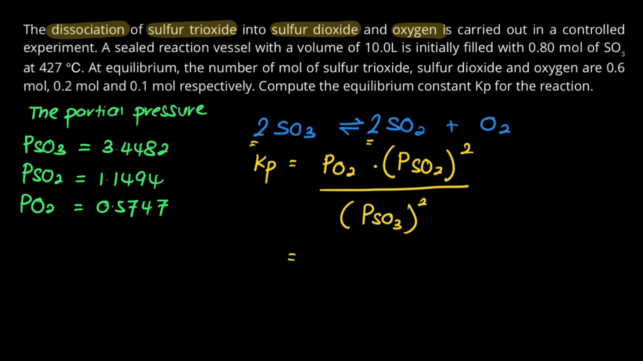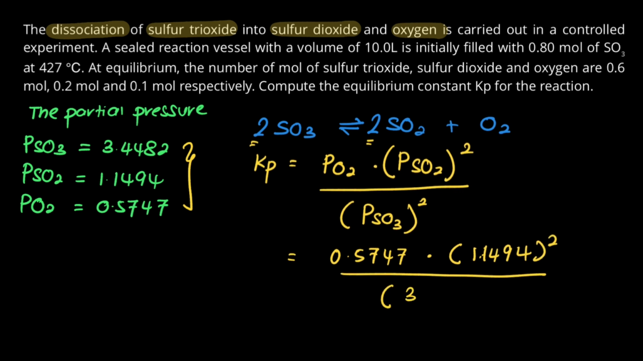So now you just have to substitute with the values that you have calculated. Therefore, for oxygen it is 0.5747 times, for SO2, 1.1494 to the power of 2, divided by 3.4482 to the power of 2. Therefore, you should get your Kp equivalent to 6.3855 times 10 to the power of negative 2. So this is the final answer for this question.